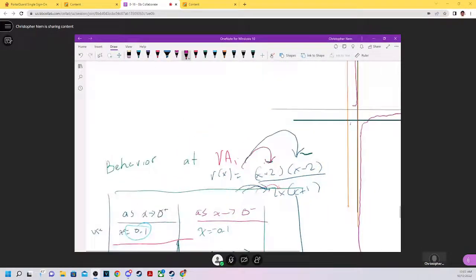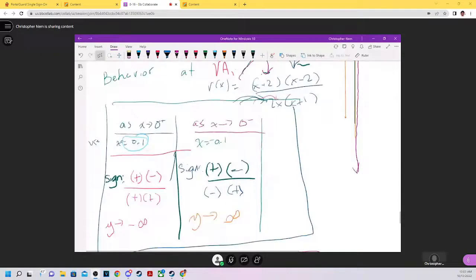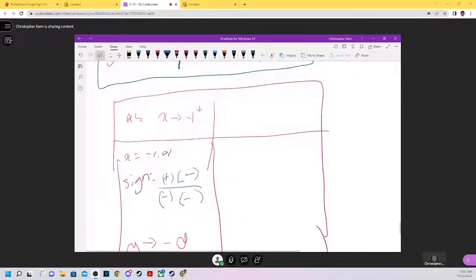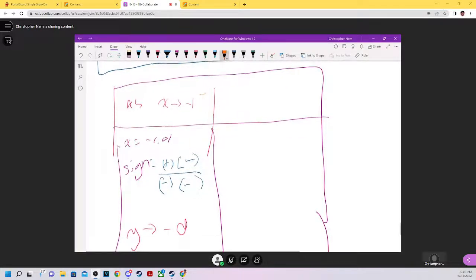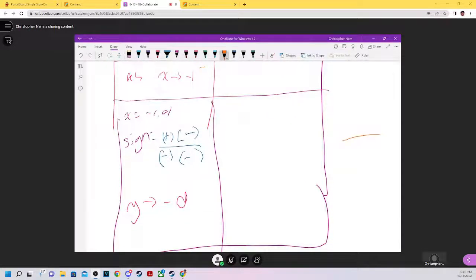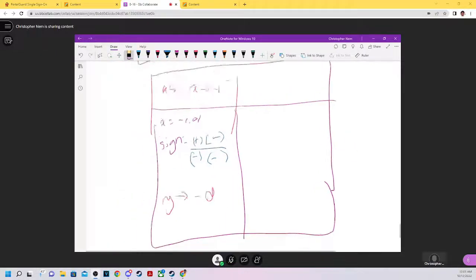Actually, I apologize, but I just realized that this is actually to the left side, because negative 1 is over here, negative 1.01 is on the left side. So I was actually doing the left side instead of the right side. So I apologize for that. But that's an easy fix up. So boom. So I did it on the left side.